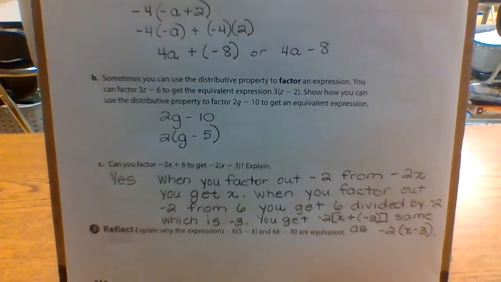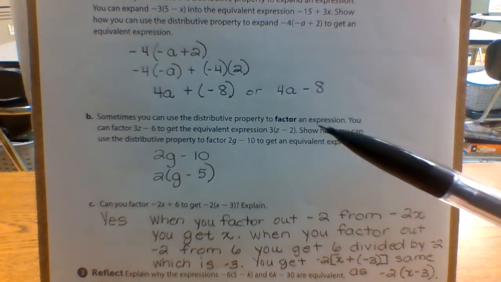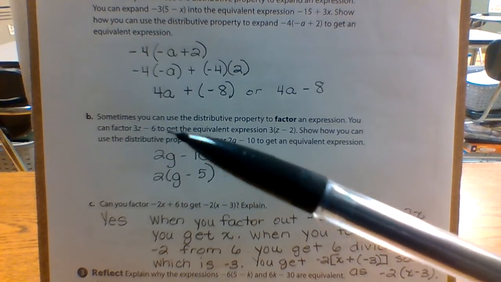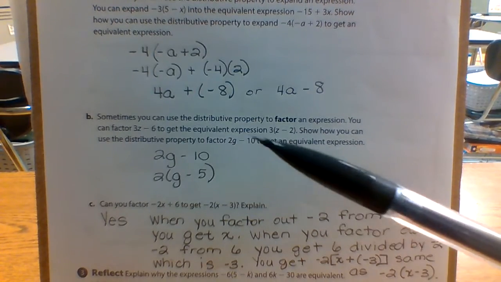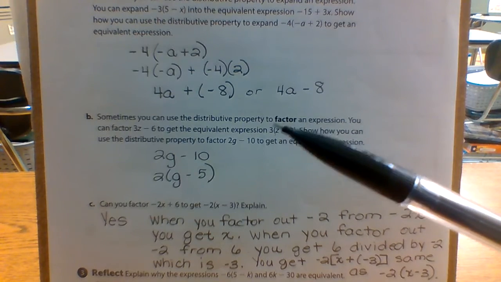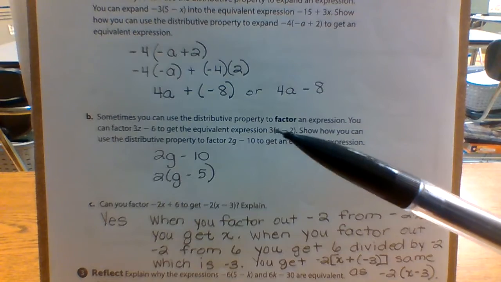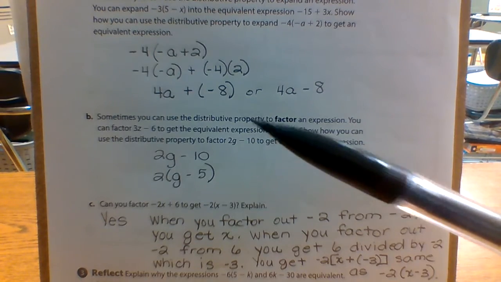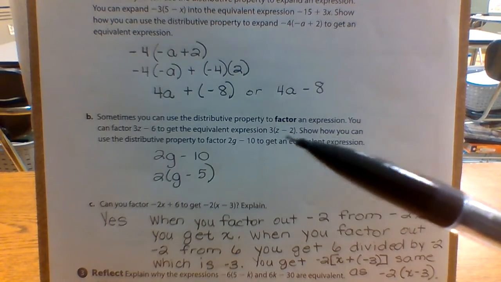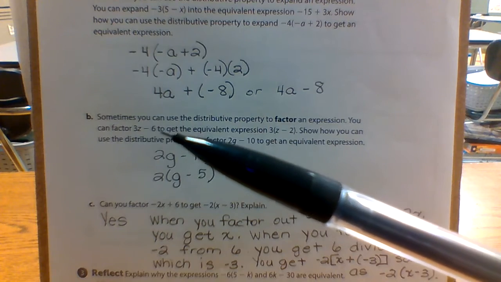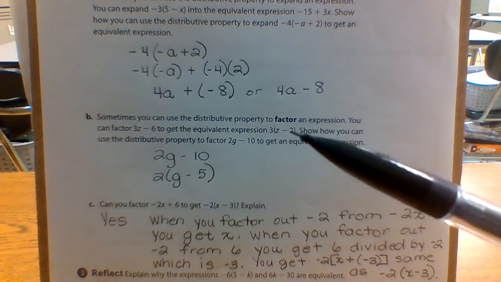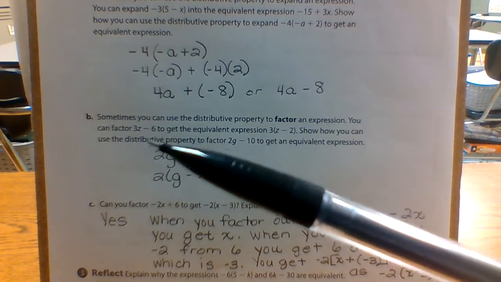Sometimes you can use the distributive property to factor an expression. You can factor this expression to get the equivalent of 3z minus 2. So 3z, 3 times z is your 3z, and 3 times 2 gives you the 6. So you're basically kind of working that backwards. You're factoring it out.